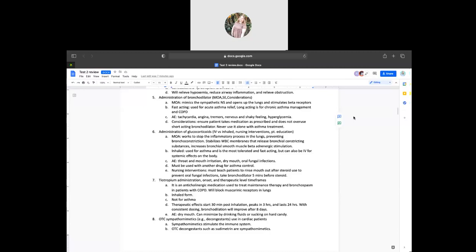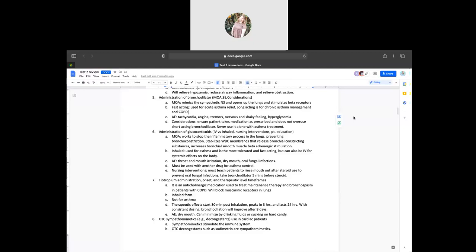Now we're going to talk about our steroids. So, steroids can be used in various different ways for various parts of the body. We can use steroids almost anywhere. It can be systemic. It can be nasal. A lot of our inhaled glucocorticoids are going to be for our asthma patients.